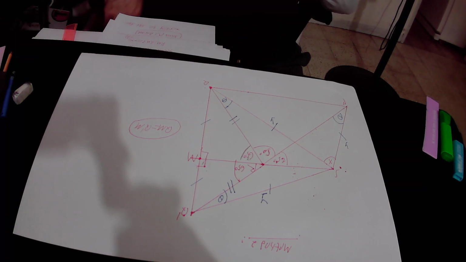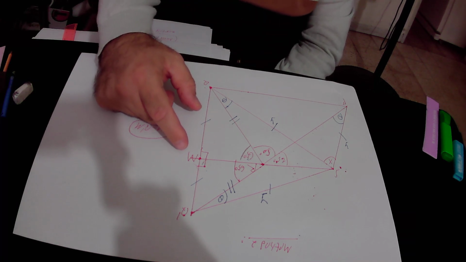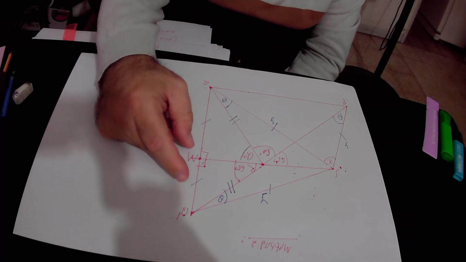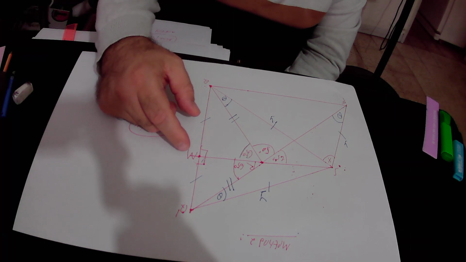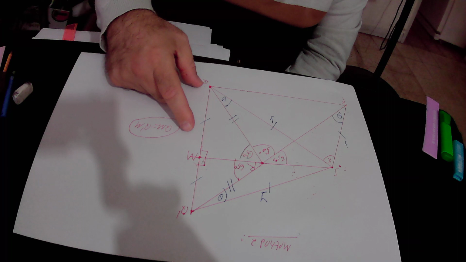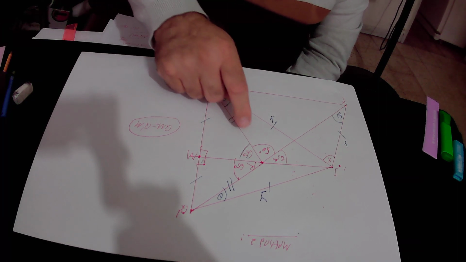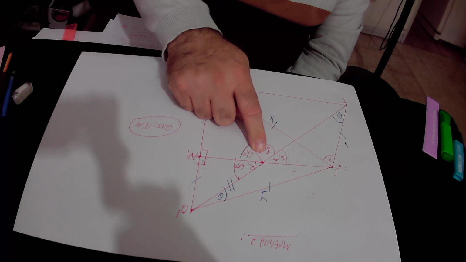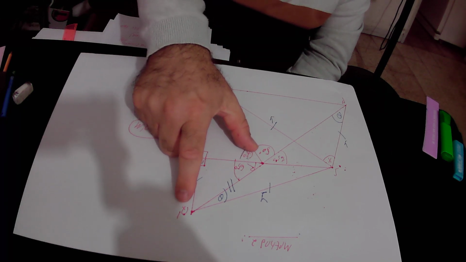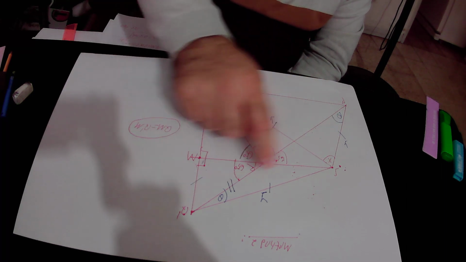So actually here, after we extended QM in such a way that Q dash M equals QM, then we joined together points R and Q dash by a straight line, and then we joined together points S and Q dash by a straight line.